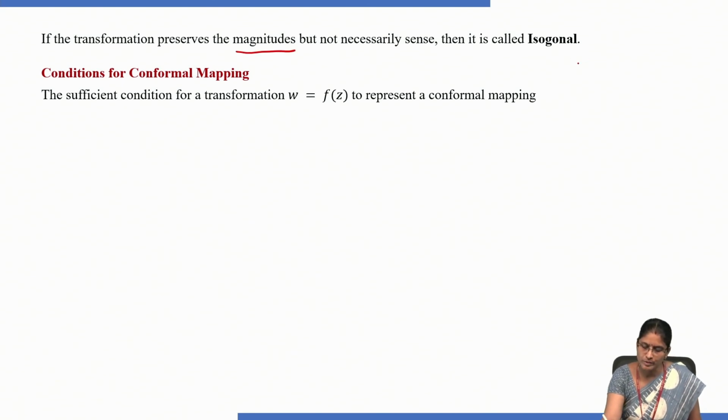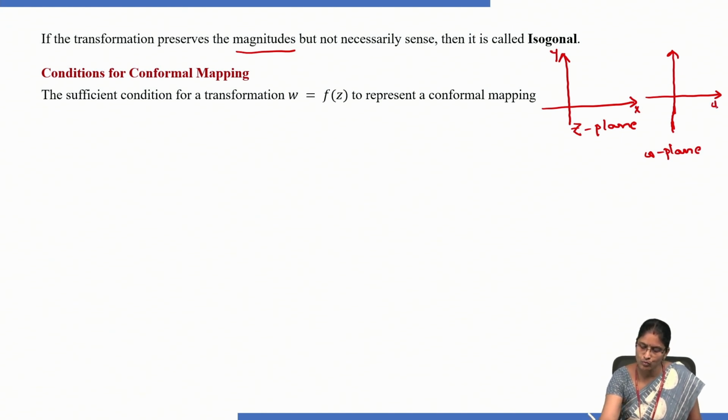The transformation preserves the magnitude. Take two planes, z plane and w plane. In z plane, x-axis, y-axis. In w plane, here we are taking u, v, because w is equal to f of z is equal to u plus iv, where u and v are functions of x and y. Isogonal means the transformation which preserves the magnitude but not necessarily the direction.